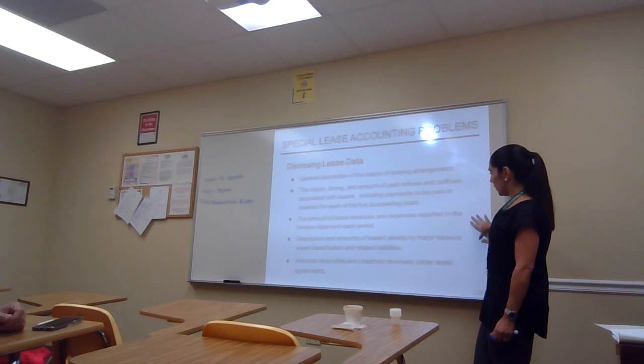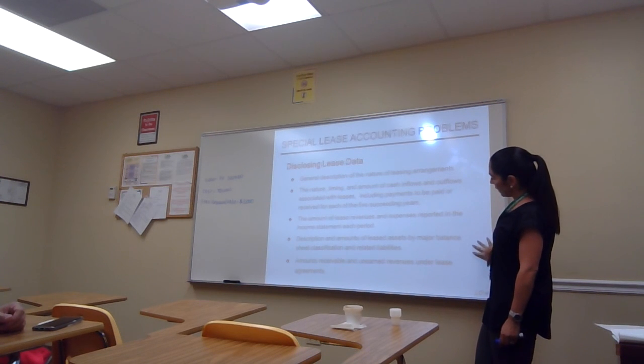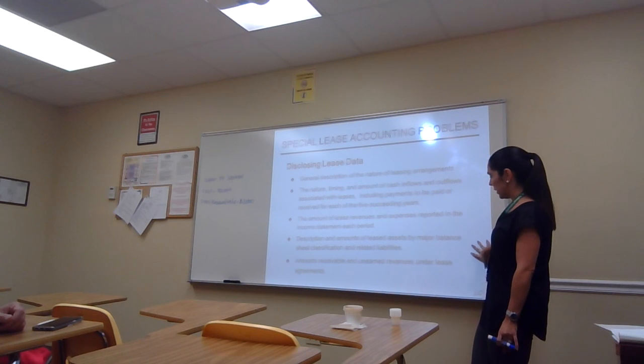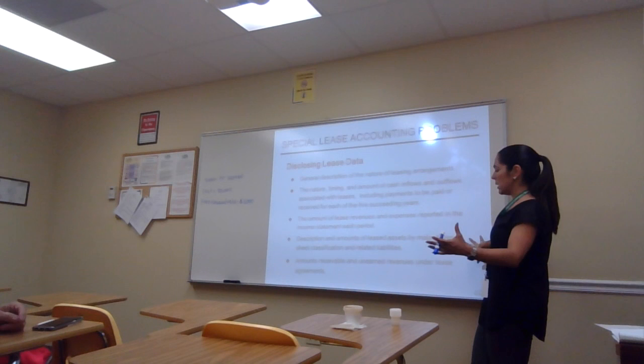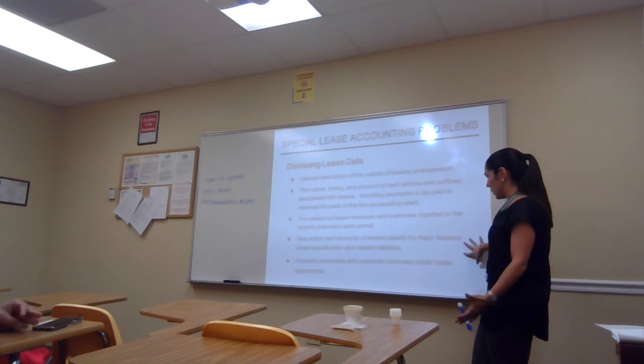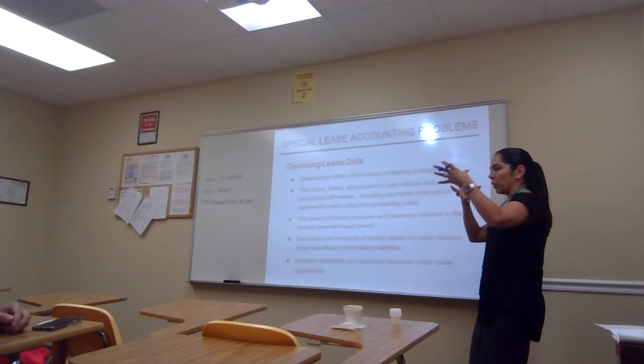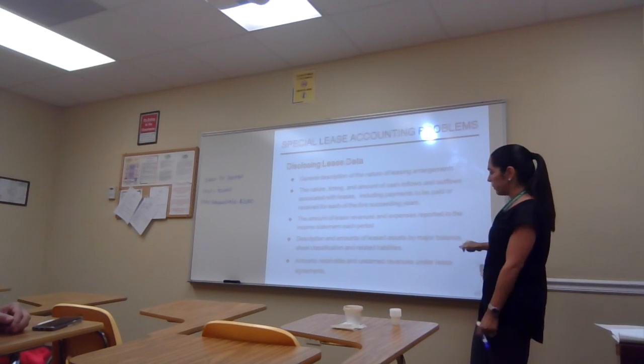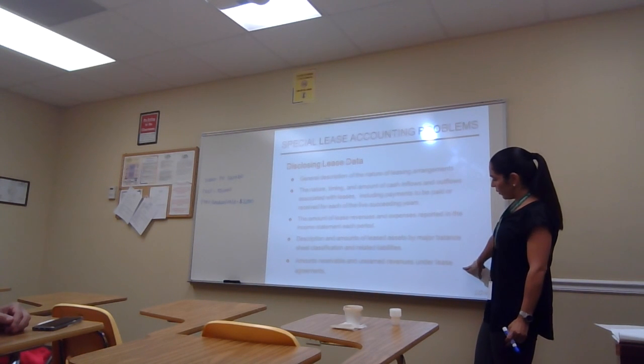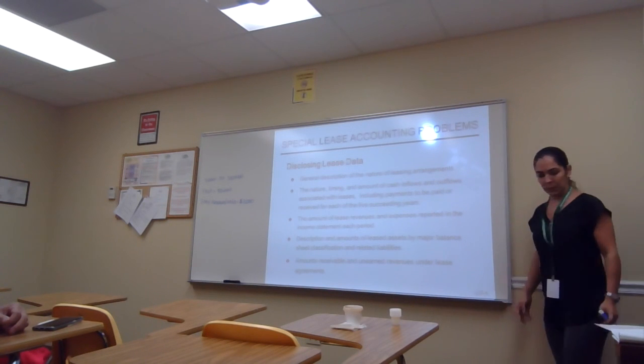The amount of lease revenues and expenses reported in the income statement each period, descriptions and amounts of leased assets by major balance sheet classification and related liabilities. So this basically means if you lease 10 different pieces of equipment, you group them by what kind of equipment it is. So it could be furniture, it could be vehicles, you combine them all. And amounts receivable and revenues under lease agreements.